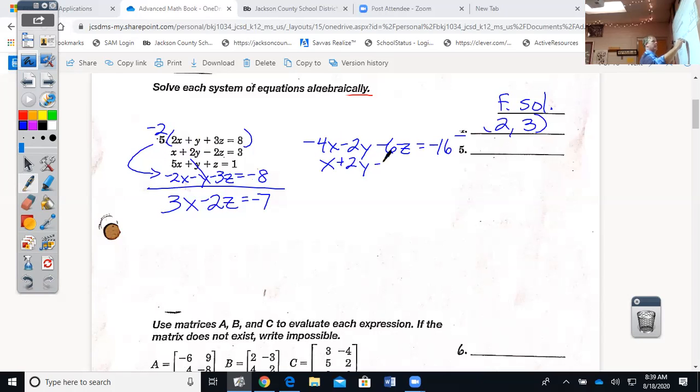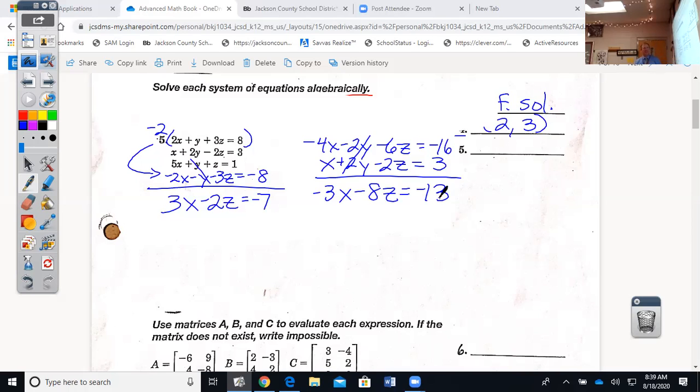X plus 2y minus 2z equals 3. Everything good? You're watching me, right? You gotta keep me straight because, like I said, these are long. It just takes one little missed sign to mess you up. -3x, the y's cancel again like we wanted them to, minus 8z equals -13. Look how pretty that is.